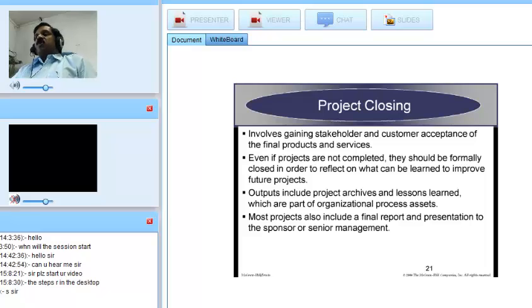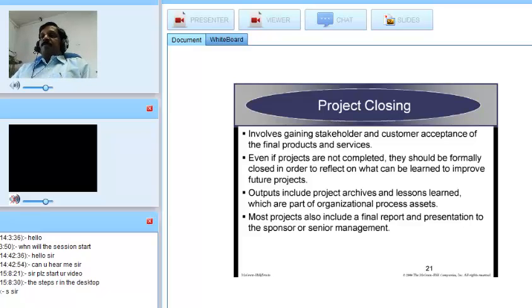And the project closing phase, the last process, is the fifth process group. It talks about involving and gaining the customer acceptance. For example, before the project is closed, it is very essential that you get a concurrence, you get a sign off, you get an acceptance from the main stakeholder and customers who have given you the product, who has given you the project, on the final outcome.